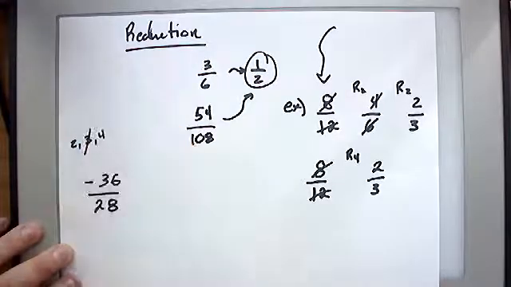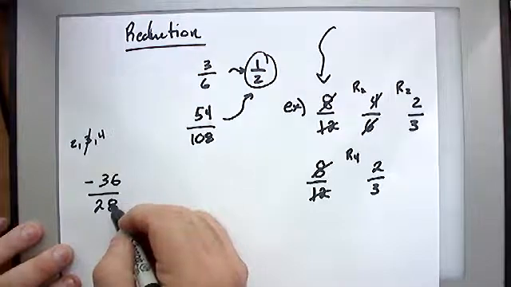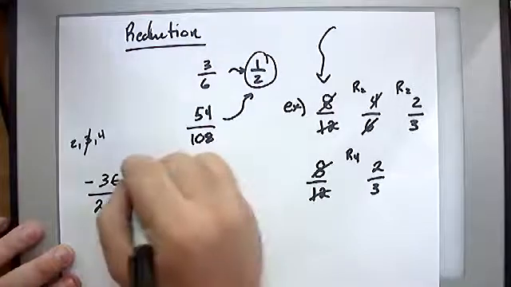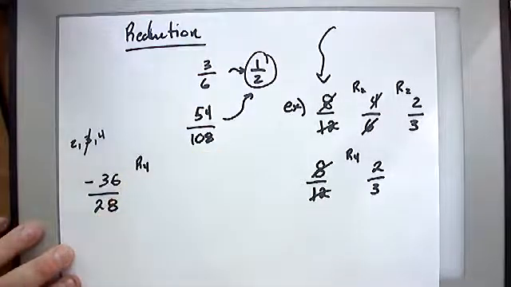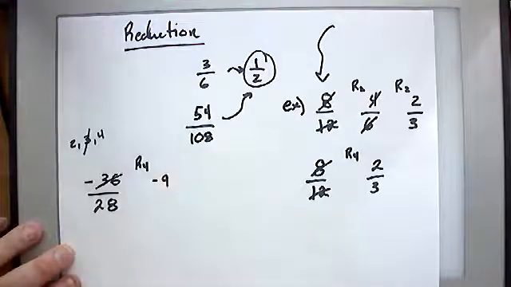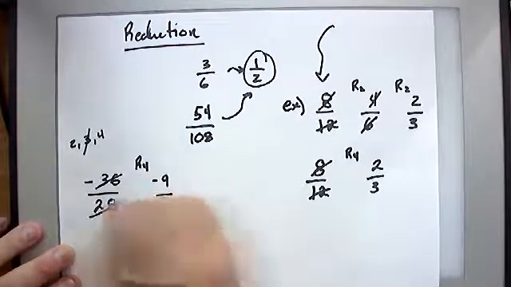We got 4. 4 goes into 36. Yep, 4 goes into 28. And I don't really know of anything else that goes into both of those. It doesn't mean there isn't something, but the bigger the better, but it doesn't require you get the biggest number every time immediately. So let's reduce by 4 and see where we're at. 4 goes into 36 9 times. Don't forget your negative. 4 goes into 28 7 times.